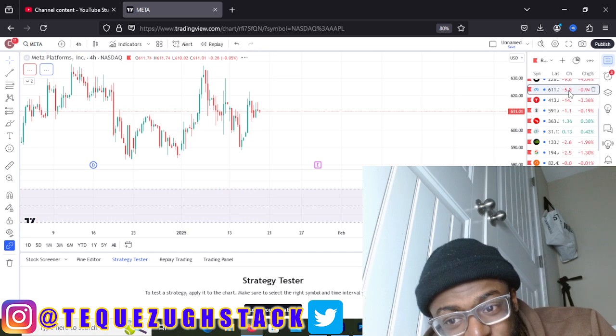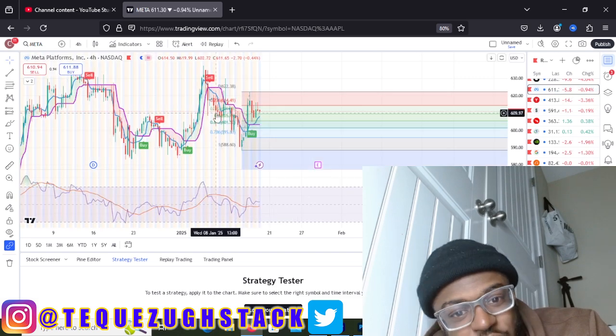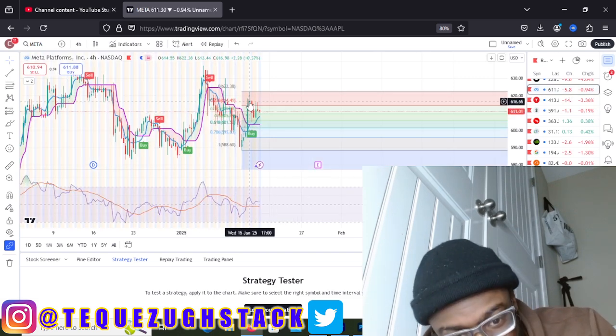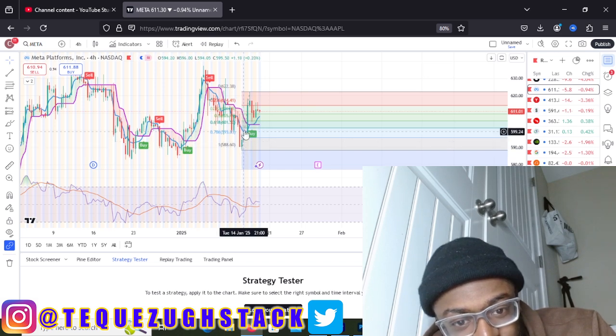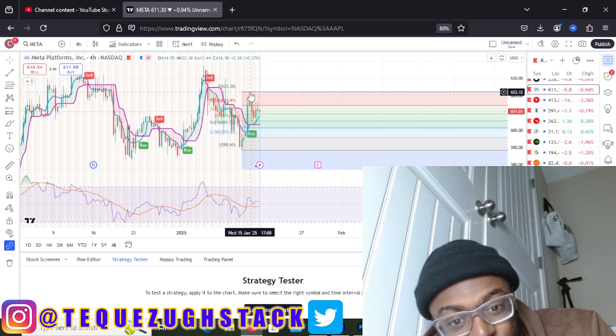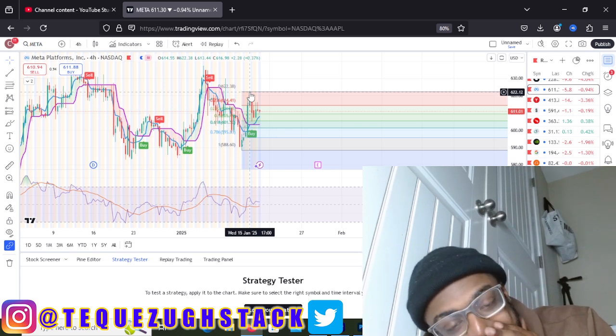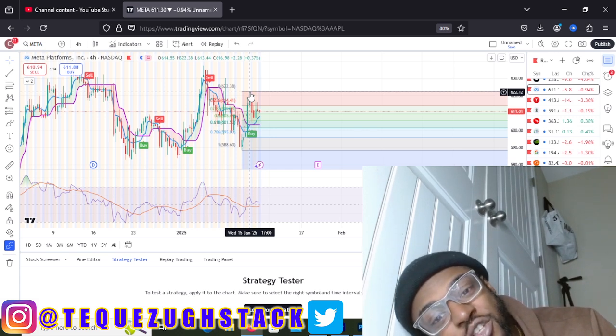There's another one with Meta. I was looking at Meta too, bro. Look at this, this was perfect on Meta, bro. It went from this gray zone of 588 into the top of the red zone of 622. So I knew that it was going to go to 622 the day prior based off of my zones.